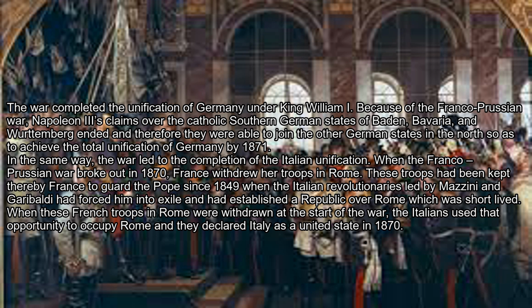In the same way, the war led to the completion of the Italian unification. When the Franco-Prussian War broke out in 1870, France withdrew her troops in Rome. These troops had been kept there by France to guard the Pope since 1849, when the Italian revolutionaries led by Mazzini and Garibaldi had forced him into exile and had established a republic over Rome, which was short-lived. When these French troops in Rome were withdrawn at the start of the war, the Italians used that opportunity to occupy Rome, and they declared Italy as a united state in 1870.